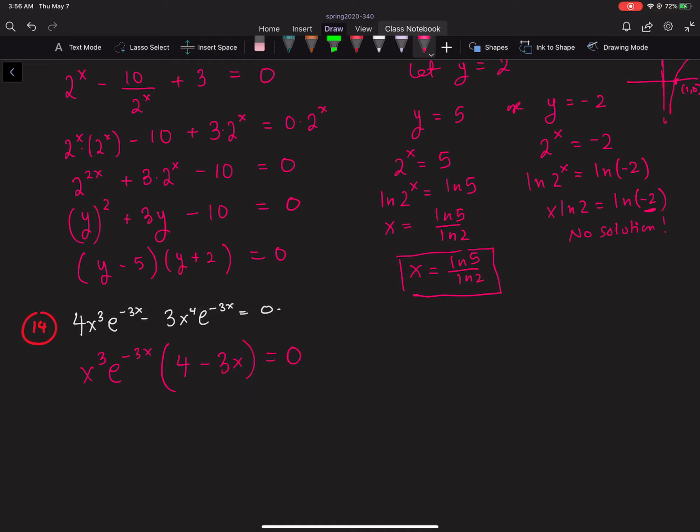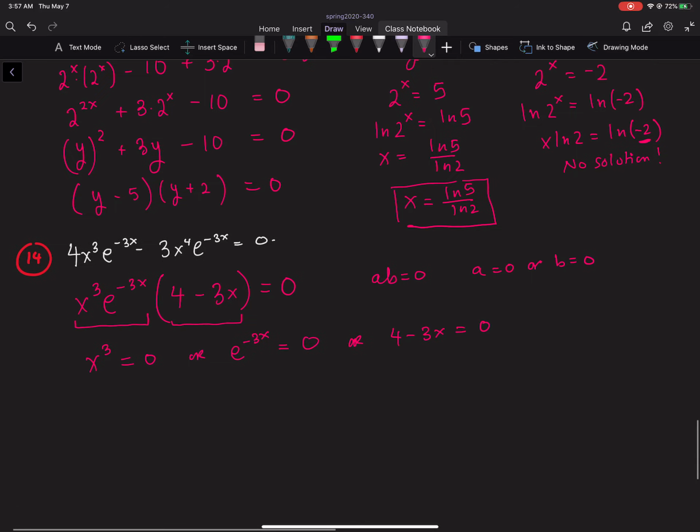So this is behaving like what we normally do, a times b equal to 0. We can let a equal to 0 or b equal to 0. I see two things on this side and then this factor over here. So I can break things up as x cubed is equal to 0, or e to the negative 3x is equal to 0, or 4 minus 3x is equal to 0. The first case is not that hard. x is equal to 0.